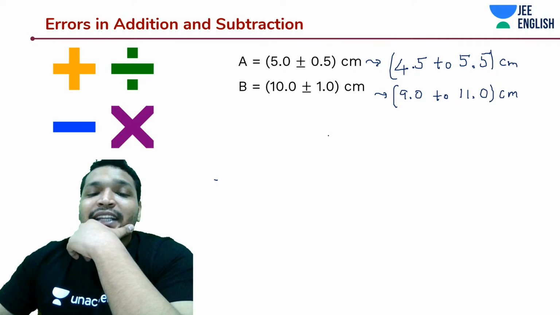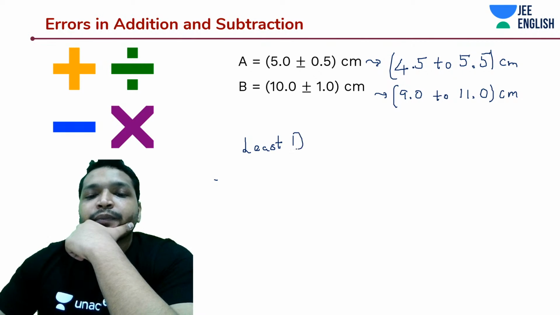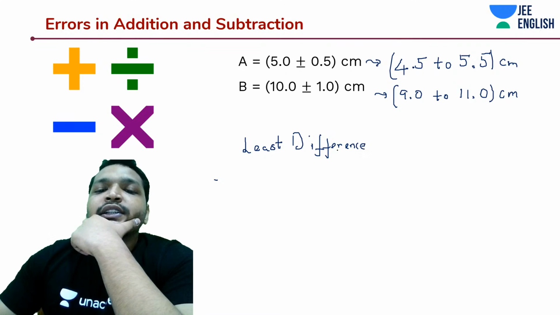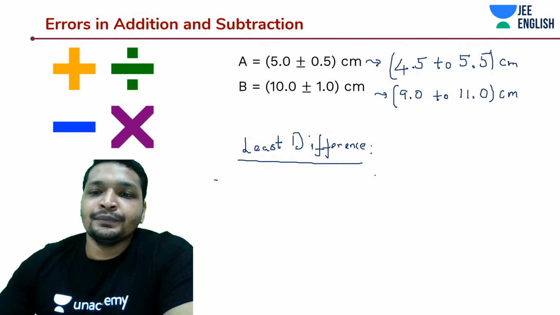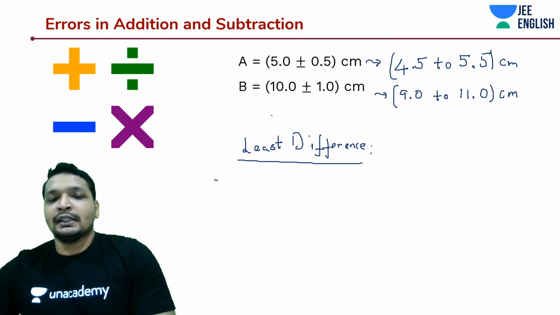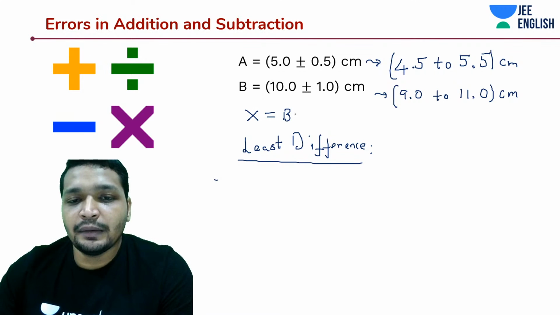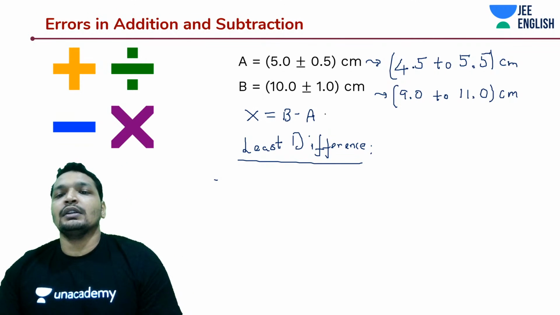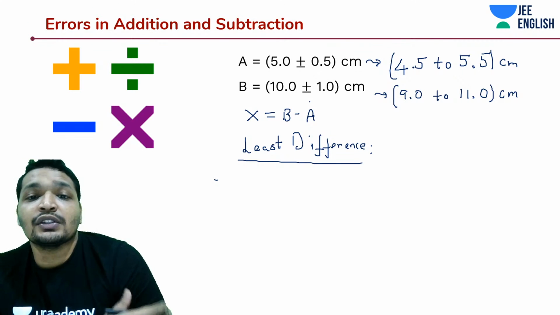I have to subtract A and B. Okay, I have to find the least difference and the highest difference. When would the least difference come? The least difference would come into play when I'm going to do B minus A. I'm going to call some quantity X, which is nothing but B minus A. Okay, what is going to be my least difference and what is going to be the maximum difference?